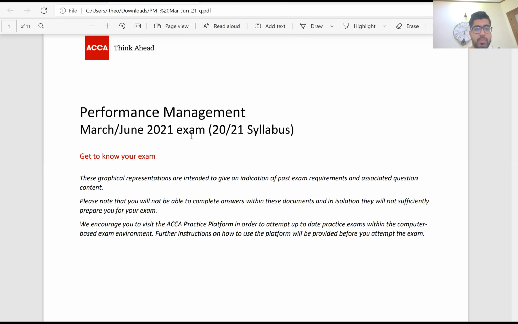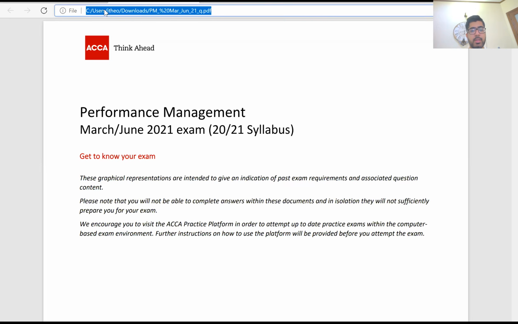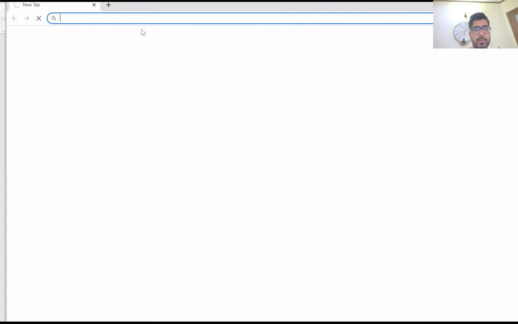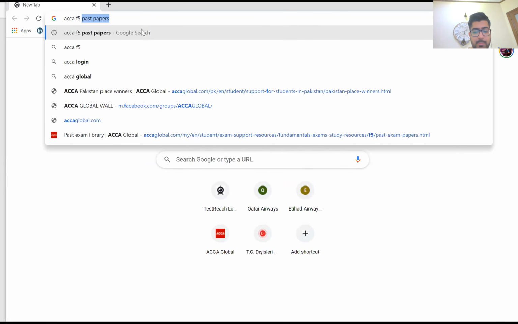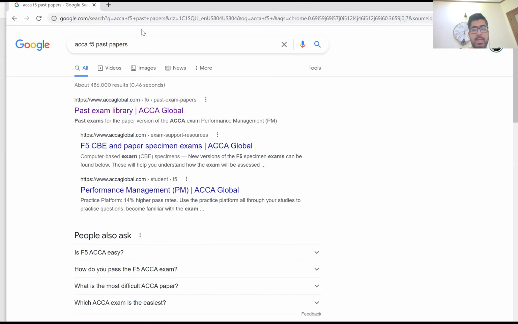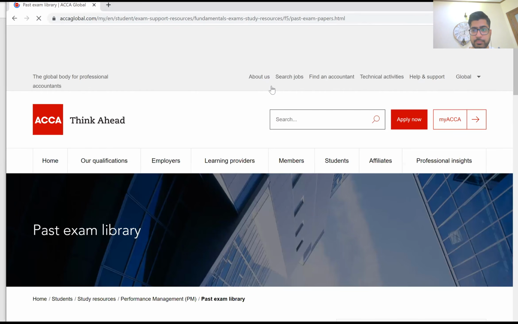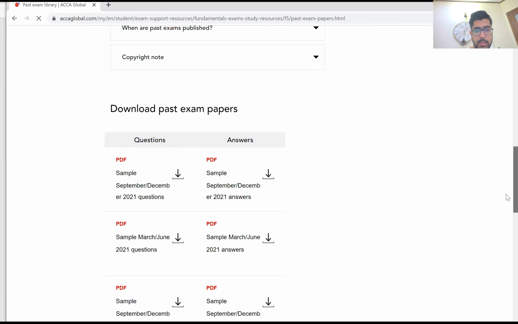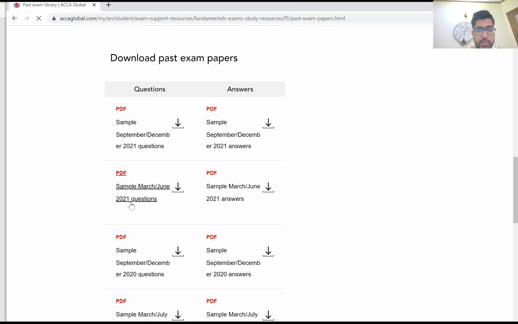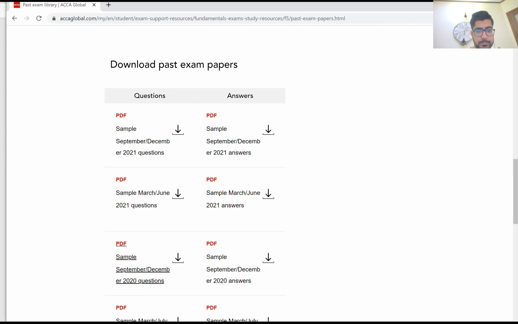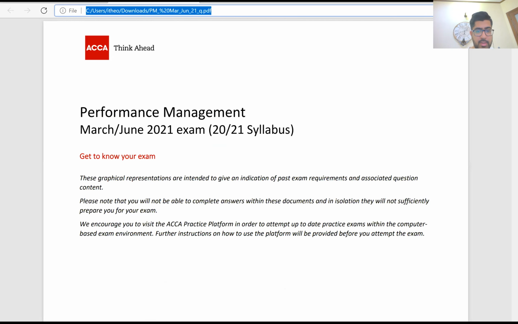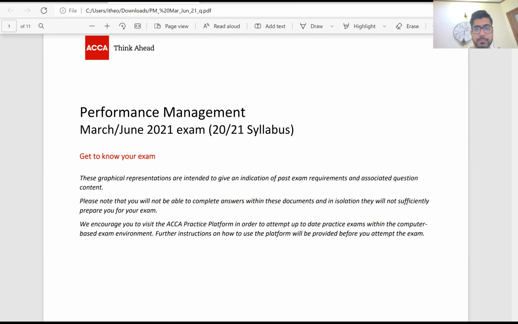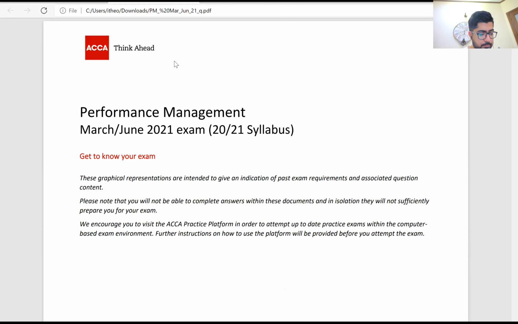If you want, you can visit Google as per my instructions. Write ACCA F5 or PM past papers. When you do, the first tab is the past exam library. You open this past exam library, and in it you get the sample March-June 2021. Just open this March-June 2021. This thing opens, so either you can see it on the screen or you can just follow it. The first question we are going to attempt is this examination question, March-June 2021 exam. I have opened it.